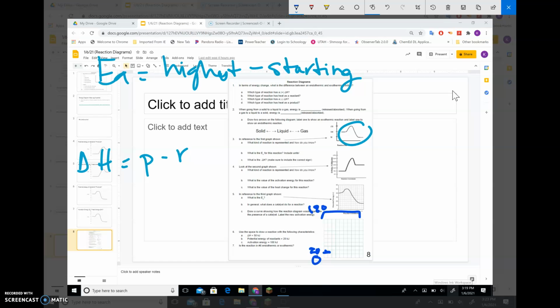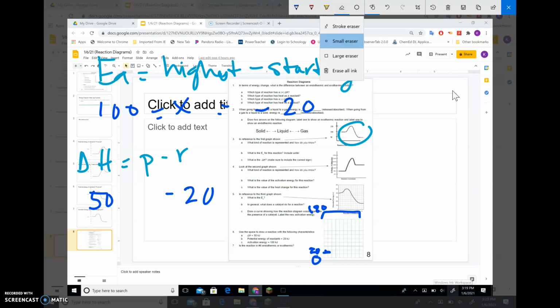Then we've got a delta H of 50, so I'm going to write that over here. We're going to do some math. And I have an activation energy of 100. Again, our starting point is 20. That's our reactants, so I'm going to put those there. Notice on these equations, I've got 2 out of the 3 variables, so now we're just going to plug in variables. We're going to find the highest point. So x minus 20 equals 100.